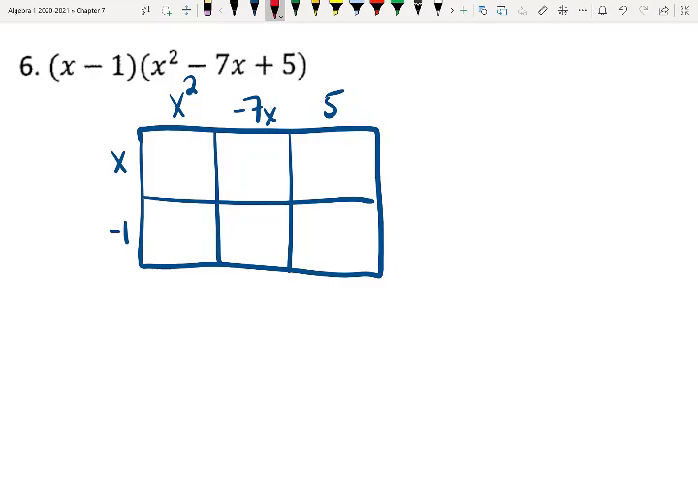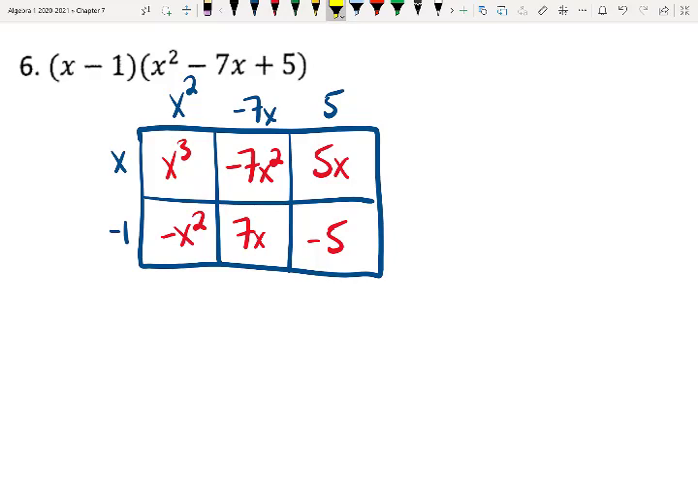So now x times x squared for this top left corner is x cubed. Bottom left corner, x squared times negative 1, negative x squared. My top middle is negative 7x times x, so that's a negative 7x squared. Bottom middle, negative 7x times negative 1, is a positive 7x. x times 5 for my top right corner is 5x. 5 times negative 1 for my bottom right corner is negative 5.